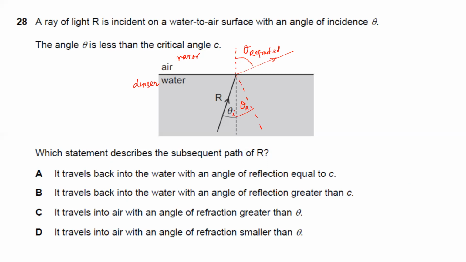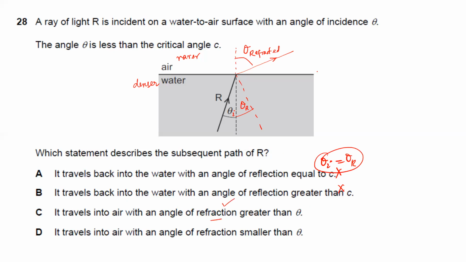So, it travels back into water with an angle of reflection equal to c. No, the angle of reflection must be equal to theta i, theta i equals theta r, because of the law of reflection. Snell's law is different. Next, it travels back into the water at an angle of reflection greater than theta. No. It travels into air with an angle of refraction. Yes, refraction takes place, greater than theta.